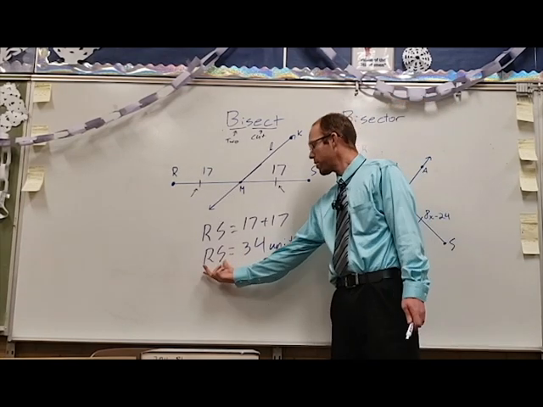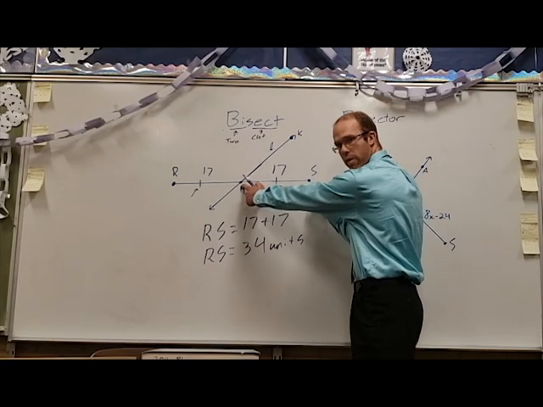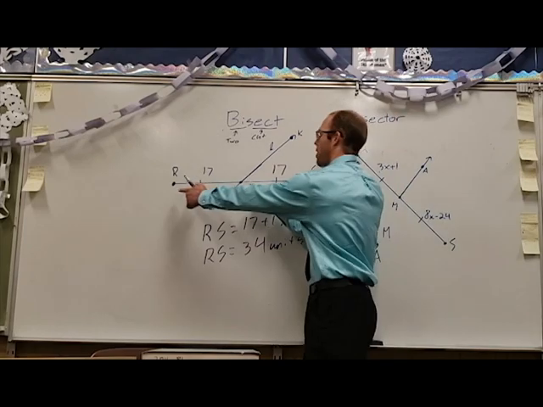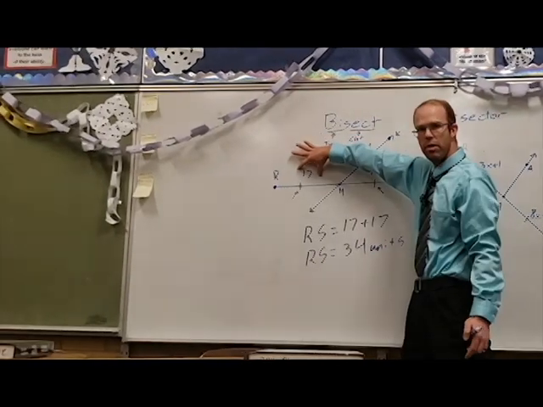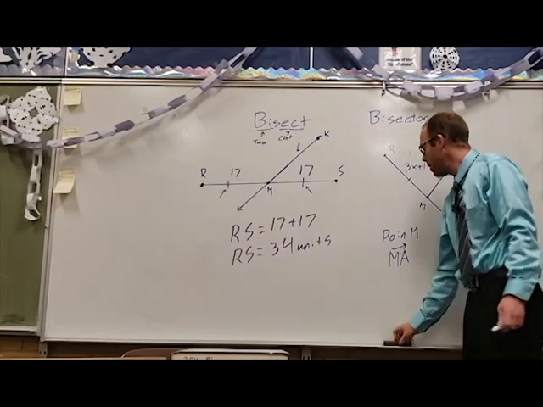Now be very careful on this. The question could ask you about RS from here to here, could ask you about MS from there to there, in which case it would just be 17. Could ask you from R to M, in which case it would be 17. So just pay very close attention to what it's asking you about right there.